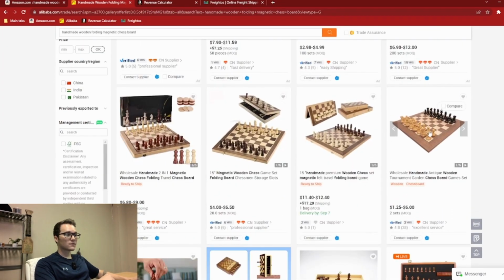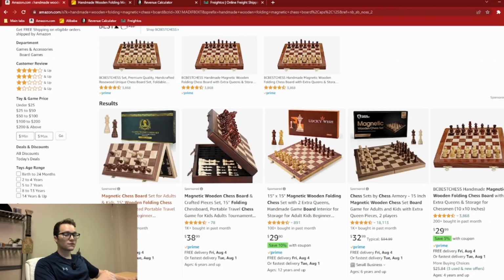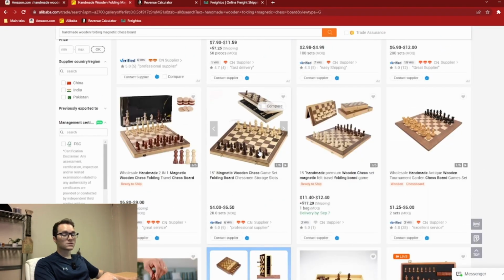I'm actually already seeing a lot that resemble this product. This one here is also 15 inches, so it looks very similar, almost identical actually. So we could go ahead and open that one up in a new tab.